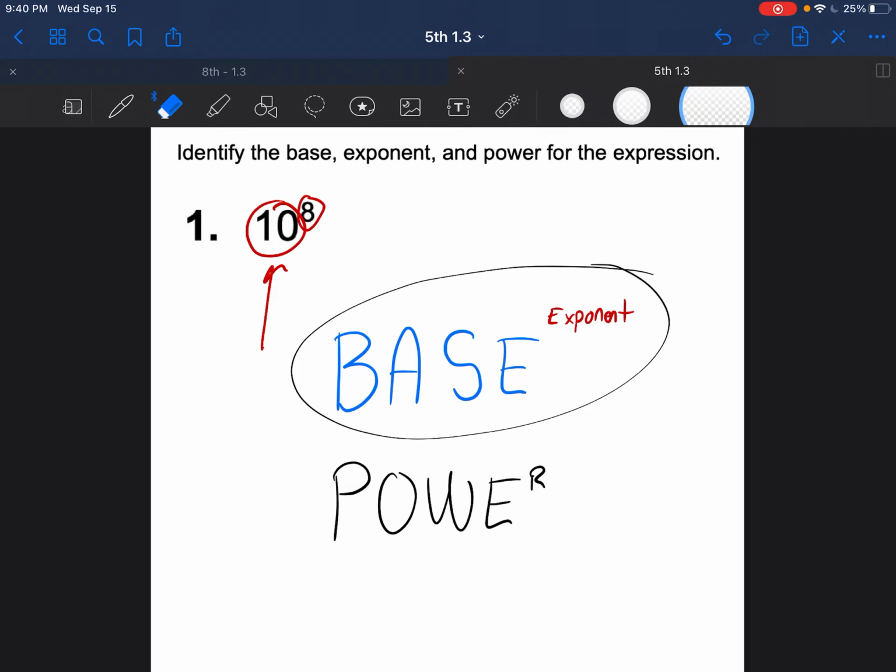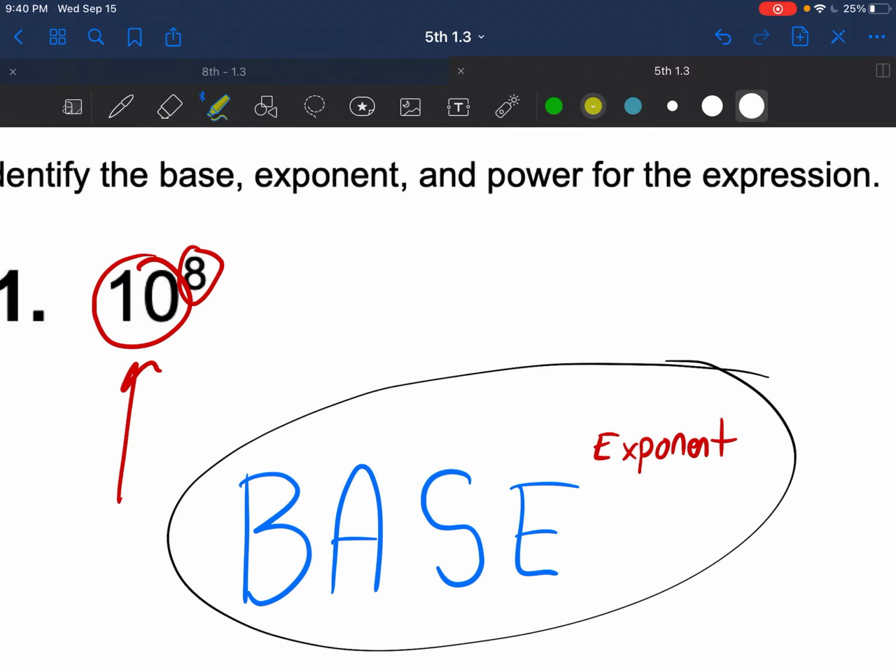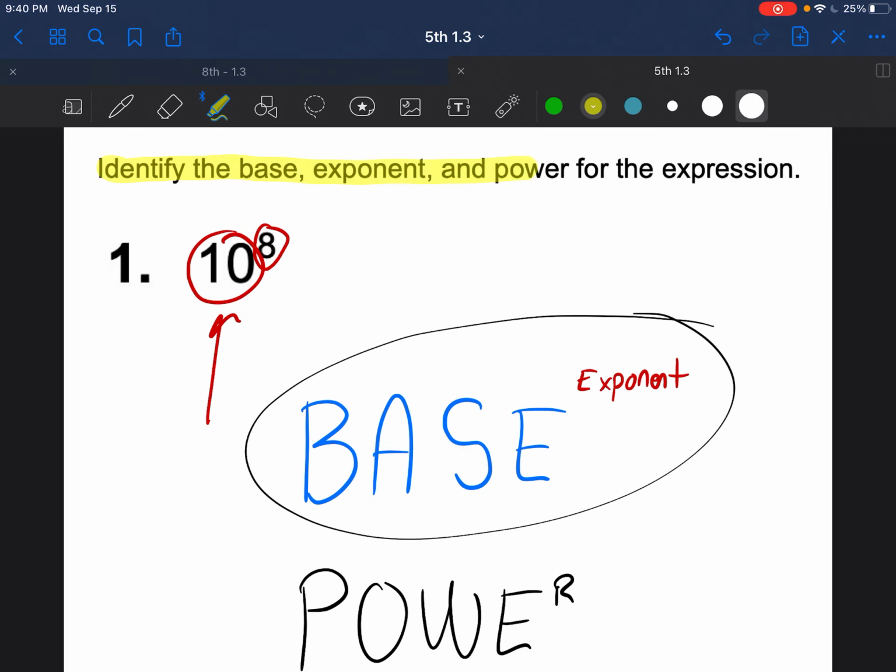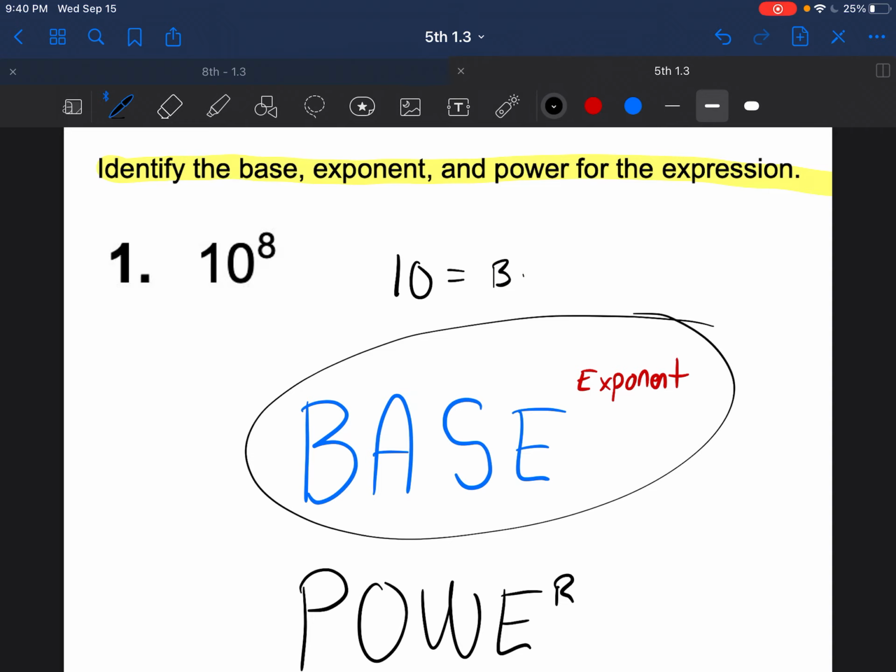So if we were going to answer this question, what I want you guys to do is write this down. So you guys know. And let's identify some things. The base is the big number. So our base, 10 equals base. Your 8 is going to equal your exponent. And then both of them together, 10 to the 8th, is going to be your power.